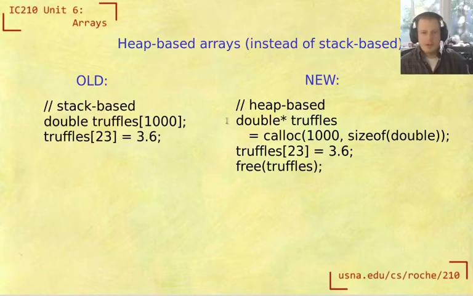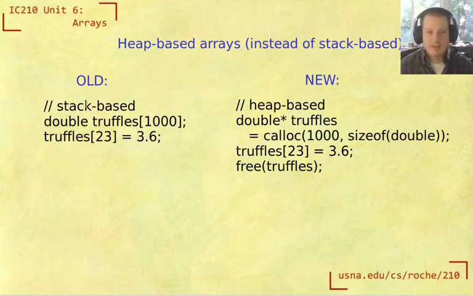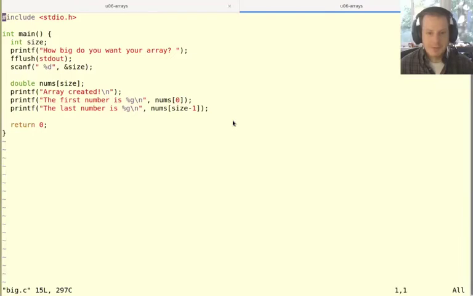Okay, so it's a little bit more wordy, a little bit more long to do stuff with heap-based allocation instead of stack-based allocation. But it's going to create an array of size 1000 either way here. So what we want to look at is what are some of the limitations of stack-based arrays that make us have to go through this trouble sometimes, and what are the differences in how they work. So let's look at a program.